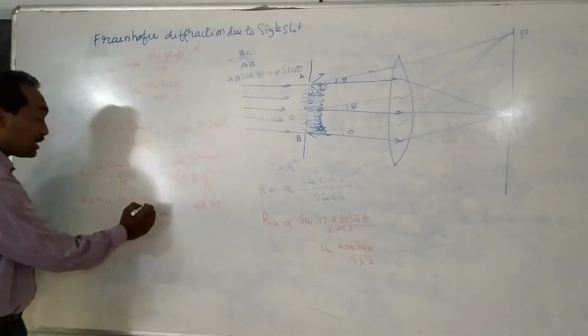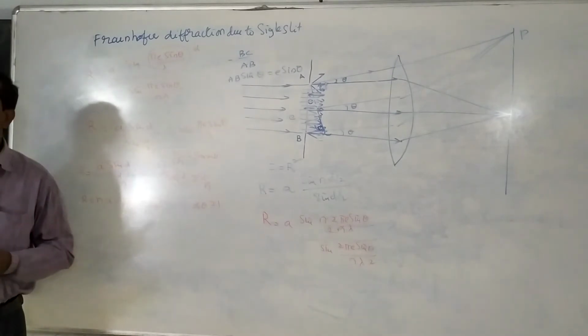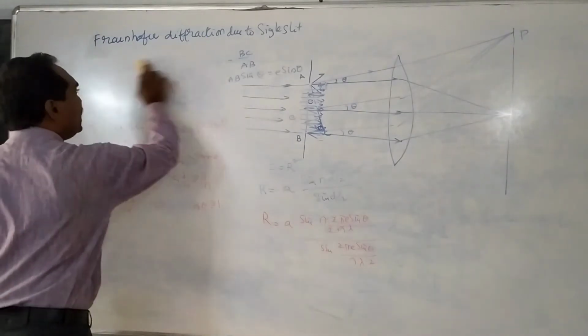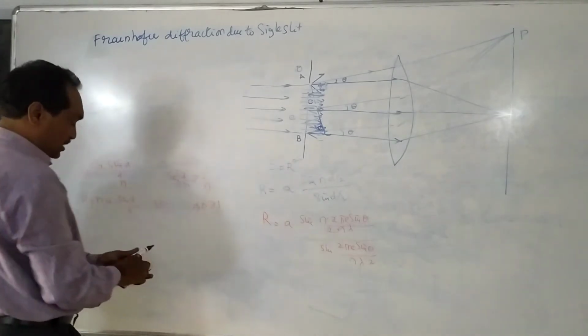Actually, this is the resultant amplitude at the point P due to the n waves passing through the single slit. Now, what is the intensity? Already I told you that the resultant intensity I is equal to R square.